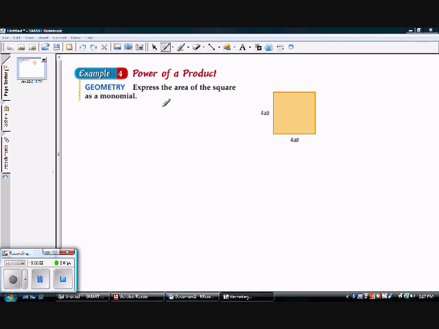Okay, this is example 4. Express the area of the square as a monomial. Well, how do you find the area of a square? Well, area of a square is equal to its side length squared, right? So this is really, what is the side length of this square? 4AB.